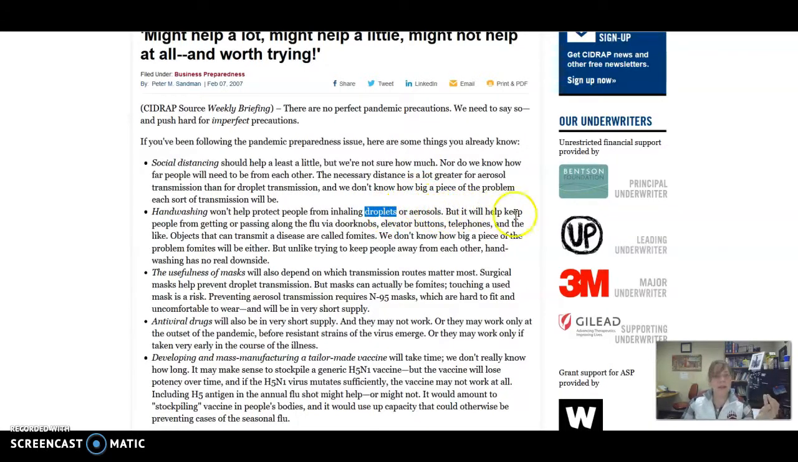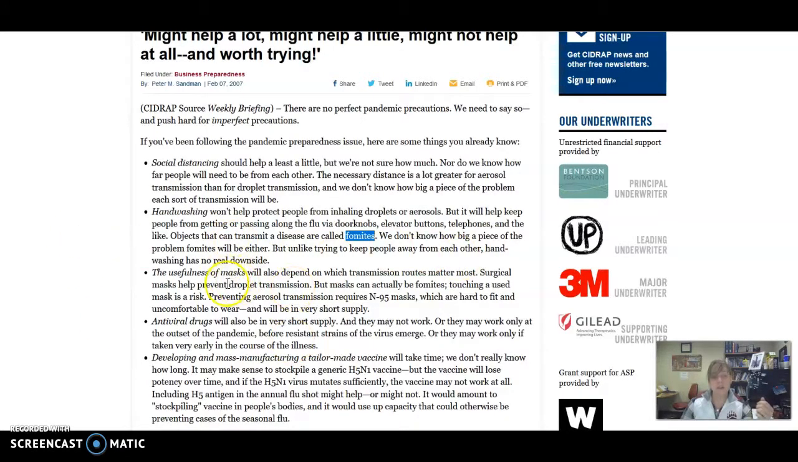Then it says it'll help keep people from getting or passing along the flu via doorknobs, elevator buttons, telephones, and the like. Objects that can transmit a disease are called fomites. This is really important because fomites shows up in a lot of the research about masks. Fomites are generally surfaces. It can be something like a desk or a doorknob or a door. It can also be something like your phone case or your mask itself. Your mask is a surface, and so if somebody touches their mask and then touches something else, we need to find out whether or how commonly this particular virus might be transmitted by touching a fomite. This is called fomite transmission, and it is a useful keyword to write down.